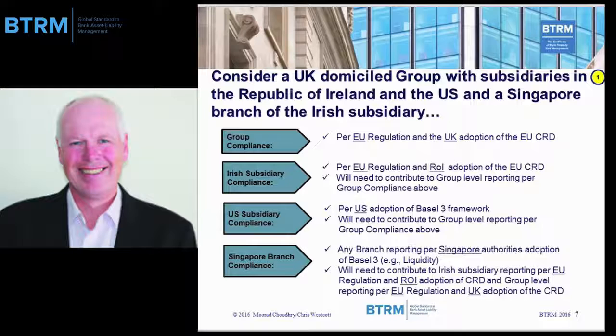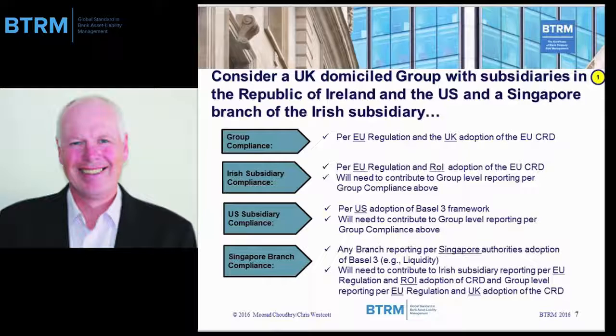So if we now move down to the US subsidiary, the US subsidiary is going to need to comply with the US's adoption of the Basel III framework, but it's also going to need to report data and information to help the group comply. So in that instance, as has been mentioned already, it's going to need to think about the EU regulation and the UK's adoption of the Capital Requirements Directive.